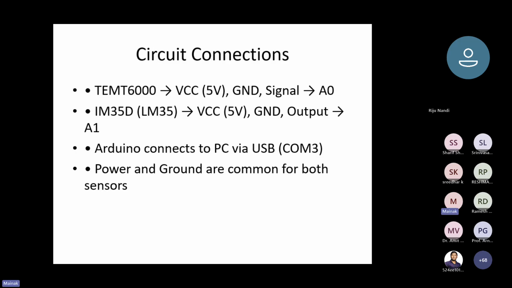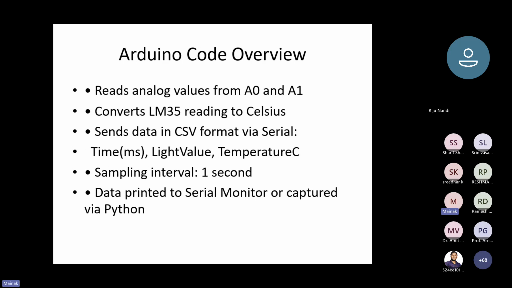Then we are using the Arduino connection through the COM port. That is COM3 on my PC, and you can use COM3, COM4, any kind of COM port. The power and the ground are the same for both sensors. So that is the Arduino code overview. After that I will just show the Arduino code also, and demonstrate.